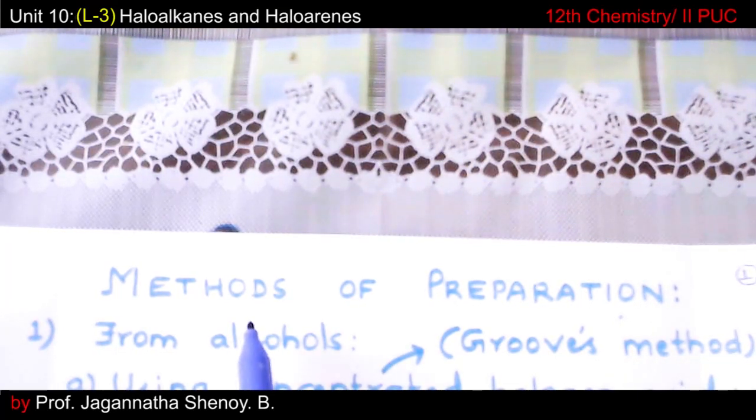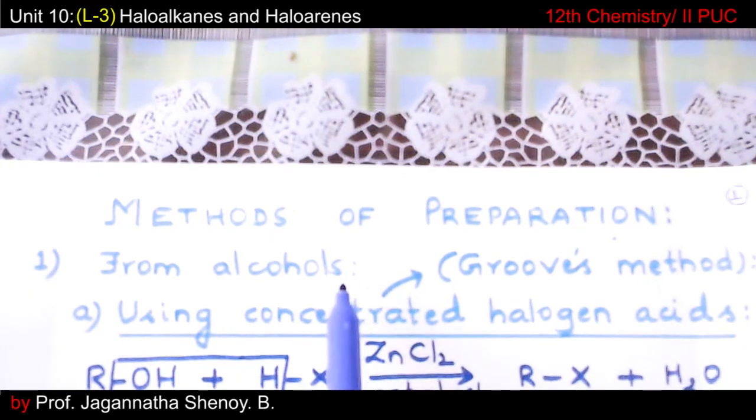Today, we shall start from methods of preparation of haloalkanes and haloarenes. First method is starting from alcohols. We can use different reagents to convert alcohols into haloalkanes. The first reagent we are going to consider is concentrated halogen acids.